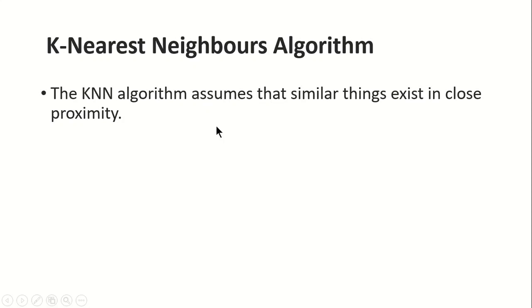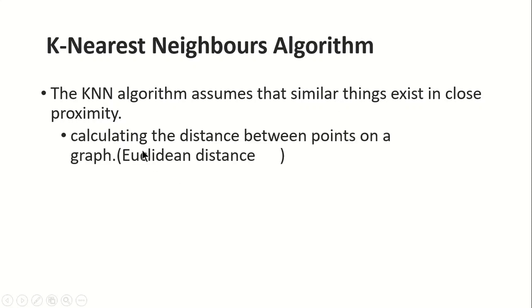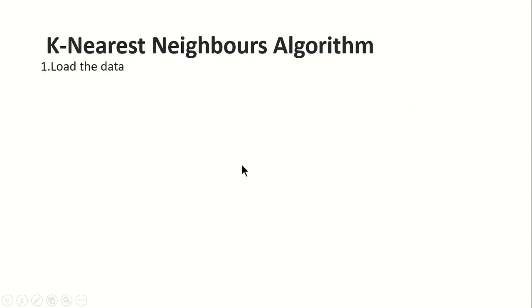Okay, and the KNN algorithm, K-nearest neighbor algorithm, assumes that similar things exist in close proximity. So in case of classification, we do it like that, calculating the distance between points on a graph. Okay, it is based on the concept of Euclidean distance. So how do you find the proximity? The proximity is calculated as the distance between 2 points, and we usually take the Euclidean distance to find it. Then the algorithm goes like this.